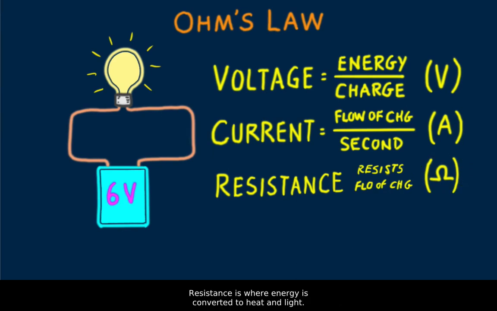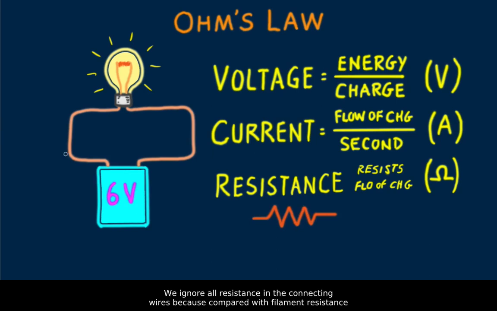Resistance is where energy is converted to heat and light. In this single bulb circuit, almost all the resistance is in the bulb's filament. Here we're considering an incandescent bulb, less common now but still around. Here's the symbol for resistance. We ignore all resistance in the connecting wires because, compared with filament resistance in the bulb, the resistance offered by the wires and battery interior is negligible. We also ignore the effects of temperature on bulb filament resistance.